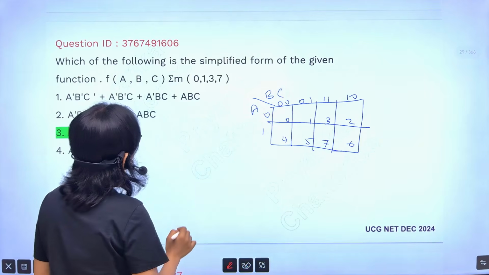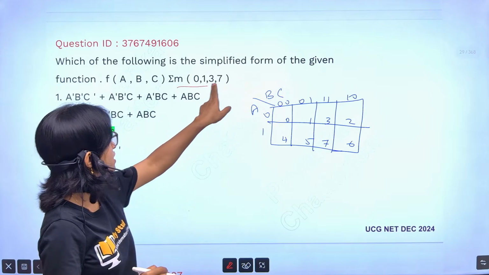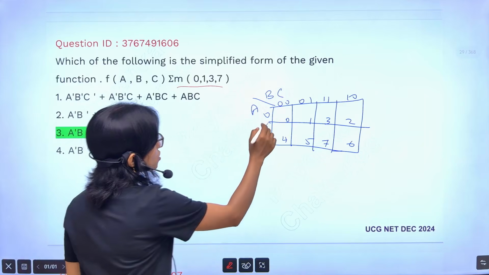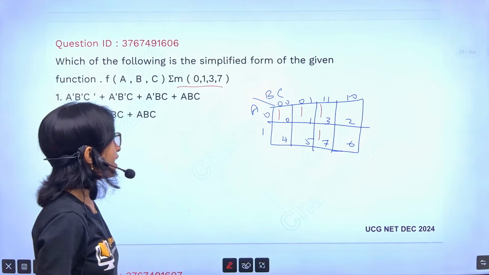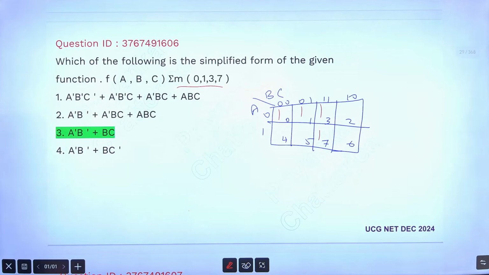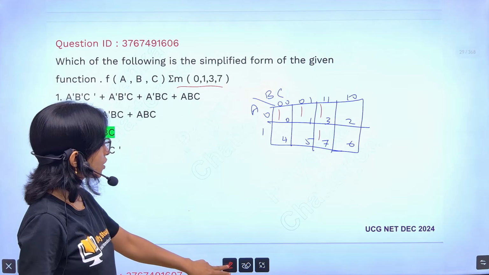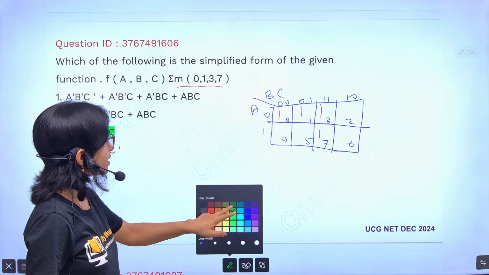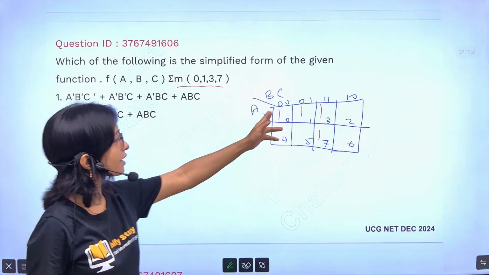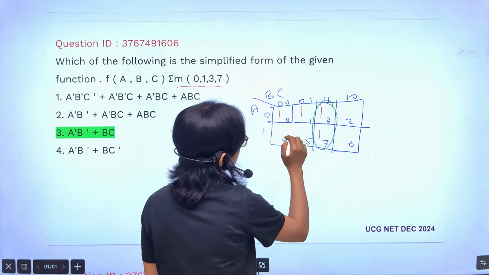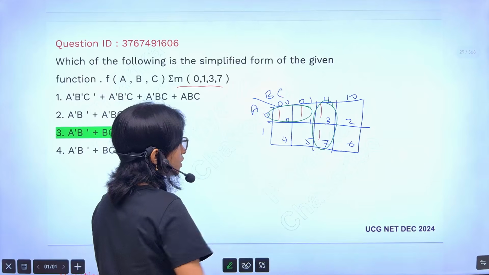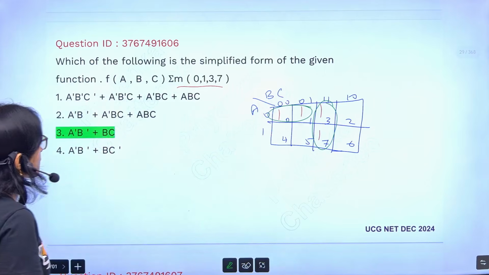Now you can plot these values. Here it is given 0, 1, 3, 7. So 0, 1, 3 and 7 are my given values. Now I have to do the grouping. How can I do the grouping here? Very clean grouping. I cannot make a group of 3. I can make this group of 2 together and this group of 2 together. Very clean and clear, right?